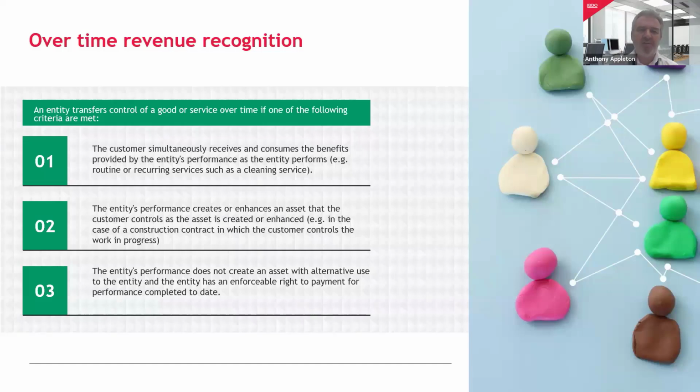You transfer over time if one of the following criteria is met. Firstly, the customer is getting the benefit over time. So the customer simultaneously receives and consumes that benefit as we perform, as we are delivering our service. The example there is routine recurring services such as a cleaning service. It might be to provide cleaning services over a year, but as you're doing it, they're getting the benefit straight away. So that should be spread out over the period.